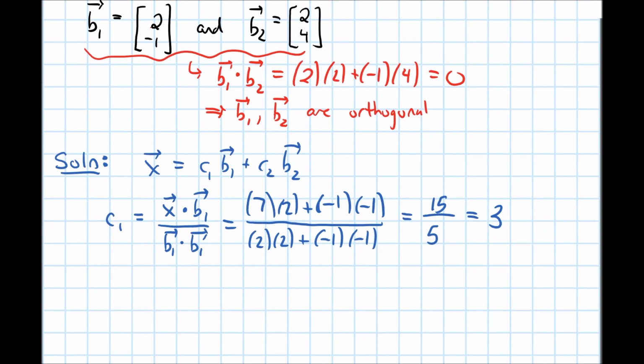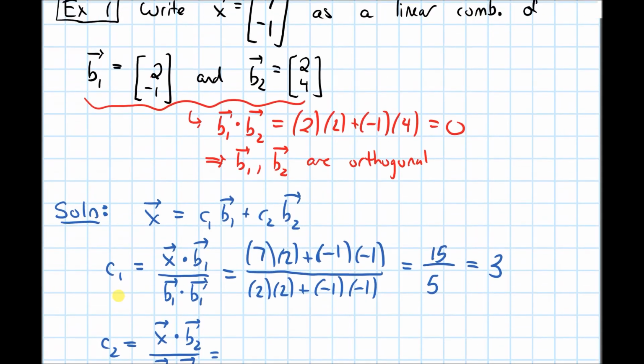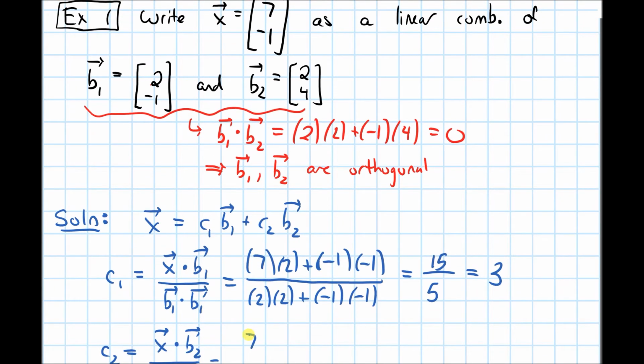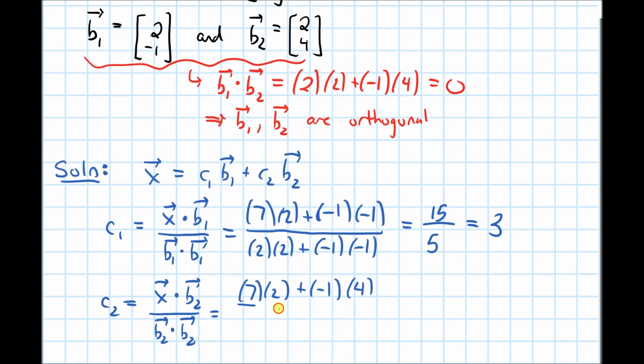Let's do the same thing to figure out c2. So c2 will be equal to x dotted with b2 over b2 dotted with b2. What's x dotted with b2? We'll have 7 times 2 plus negative 1 times 4. And then for b2 dotted with itself, on the denominator, we'll have 2 times 2 plus 4 times 4. Overall, we have 14 minus 4 on the top, which is 10. On the denominator, we have 20. So that gives us 1/2.